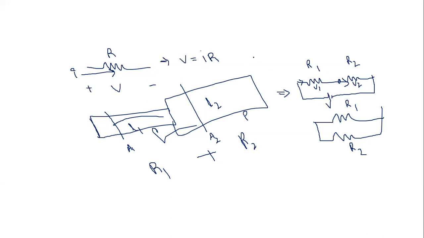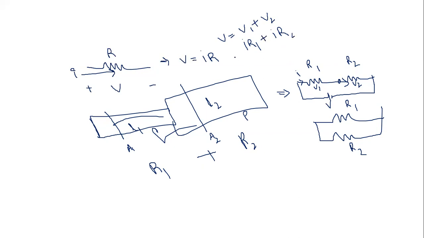Now apply Ohm's law here. V1 is nothing but I into R1, because the voltage across the two terminals of this resistance R1 is V1. So V1 is equal to I into R1 according to Ohm's law. In the second case, V2 is I into R2. Together, the total voltage V is equal to the voltage drop across resistance 1 and the voltage drop across resistance 2. So V is equal to V1 plus V2, therefore it is IR1 plus IR2.